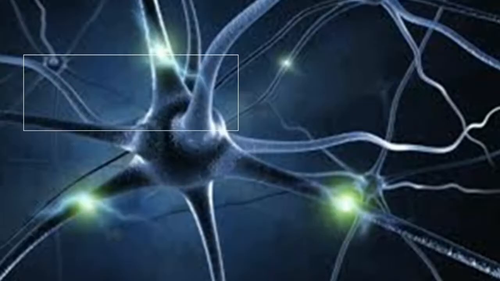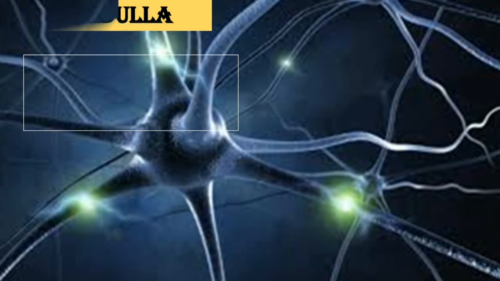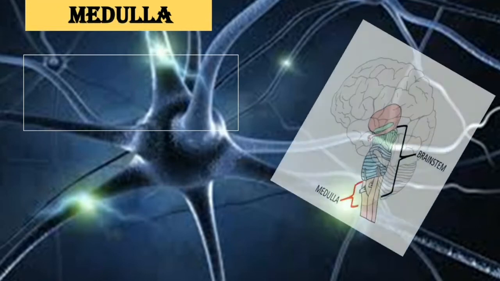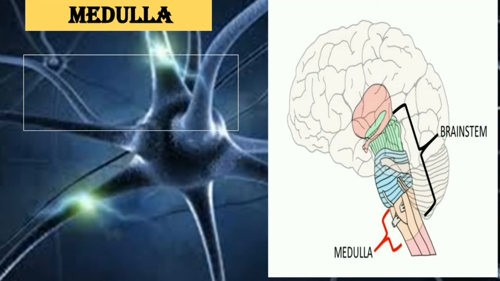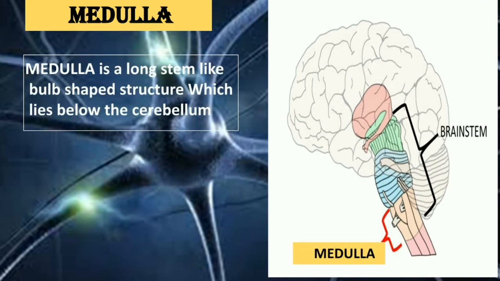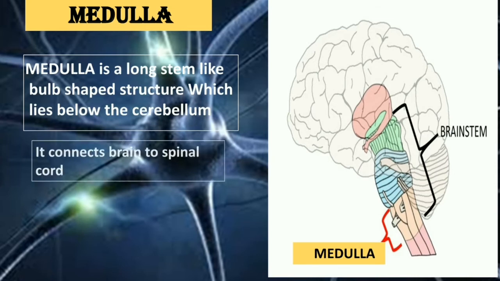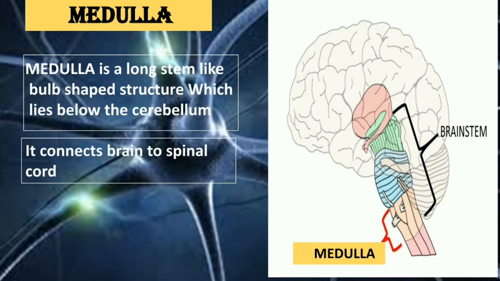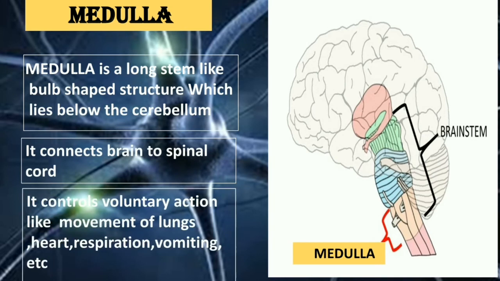Now the other part of the brain, that is medulla. Now you can see in this picture how medulla looks like. Medulla is a long stem-like bulb-shaped structure which lies below the cerebellum. It connects brain to the spinal cord. It controls involuntary actions like movement of lungs, heart, respiration, vomiting, etc.